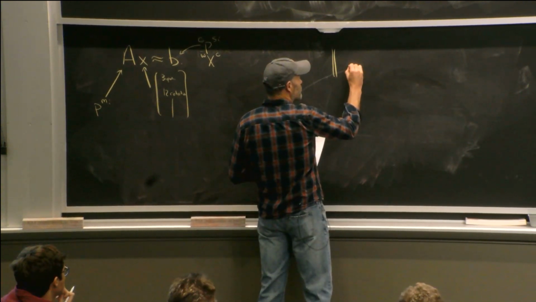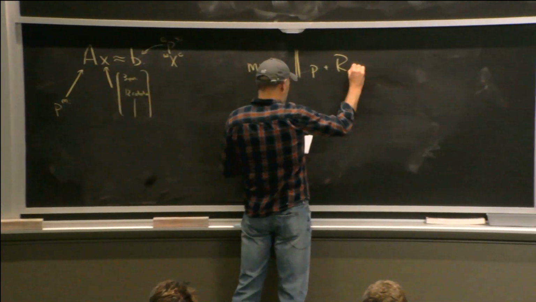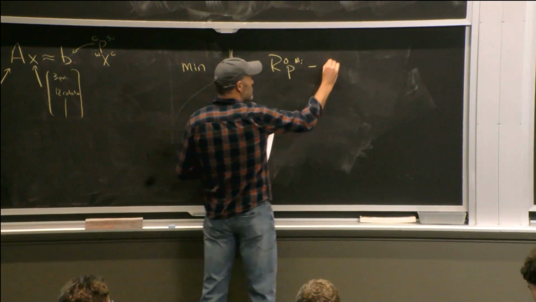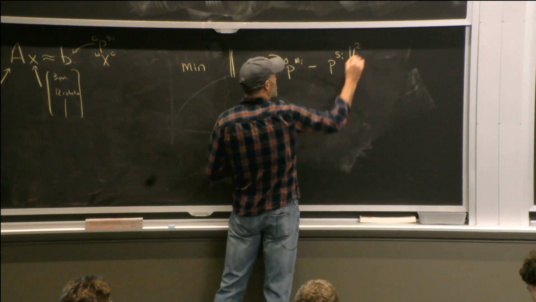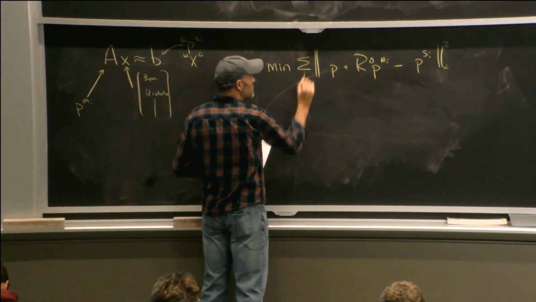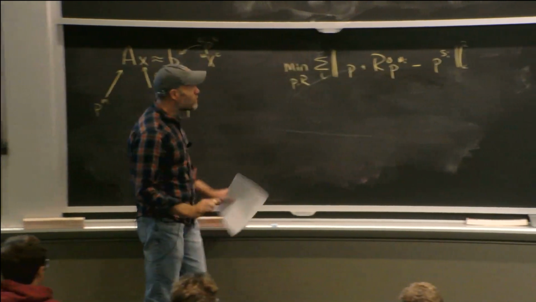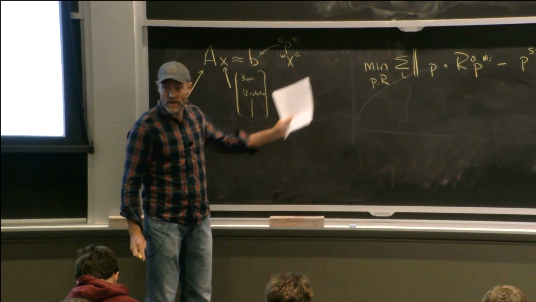But I'll say P plus R POMI minus PSI, that's already rotated into the world frame, okay? Sum over I. I'm going to minimize this over PR. That's almost what I want to say. Okay, that's like the least squares version of that fitting.